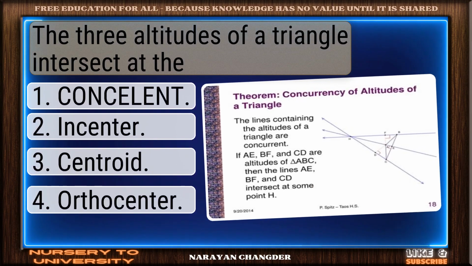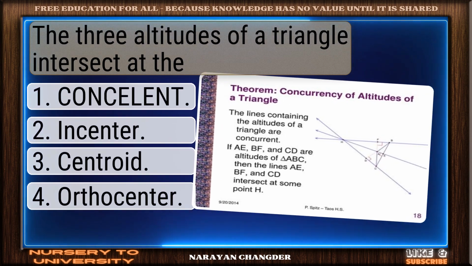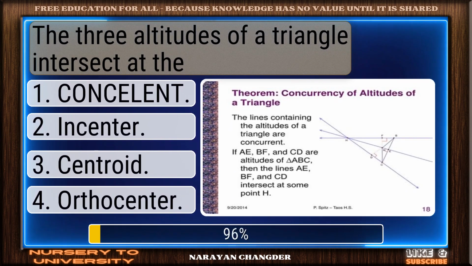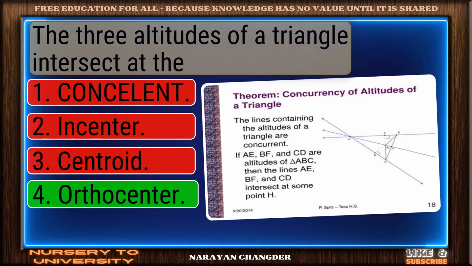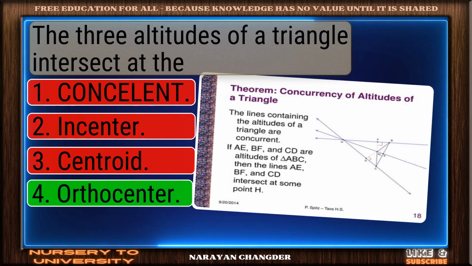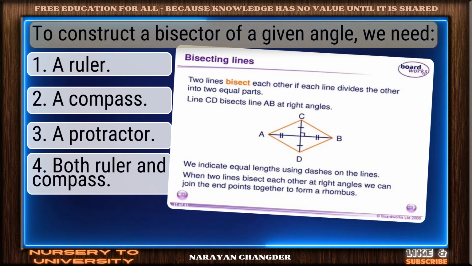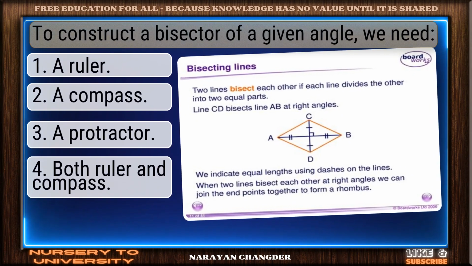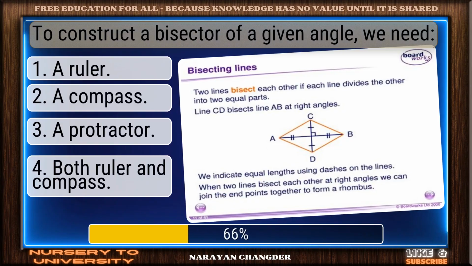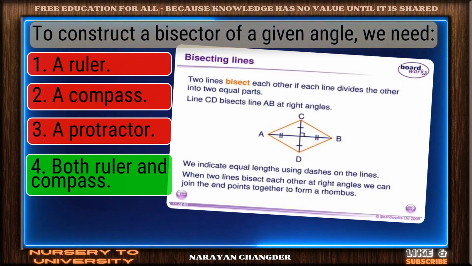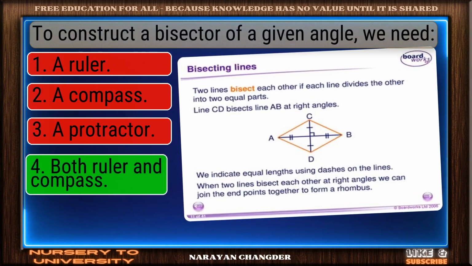Question number 54. The three altitudes of a triangle intersect at the... Great job! Orthocenter is the accurate answer. Question number 55. To construct a bisector of a given angle, we need... Strong choice. Both ruler and compass is the right answer.